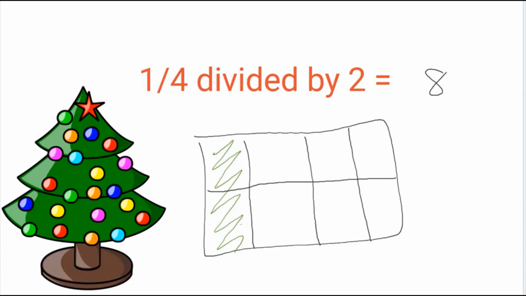But since our dividend is a fraction, our answer also has to be a fraction. So you're going to look in the top row, and however many squares you have colored are your numerator. So since we've only colored 1 square, our numerator would only be 1.